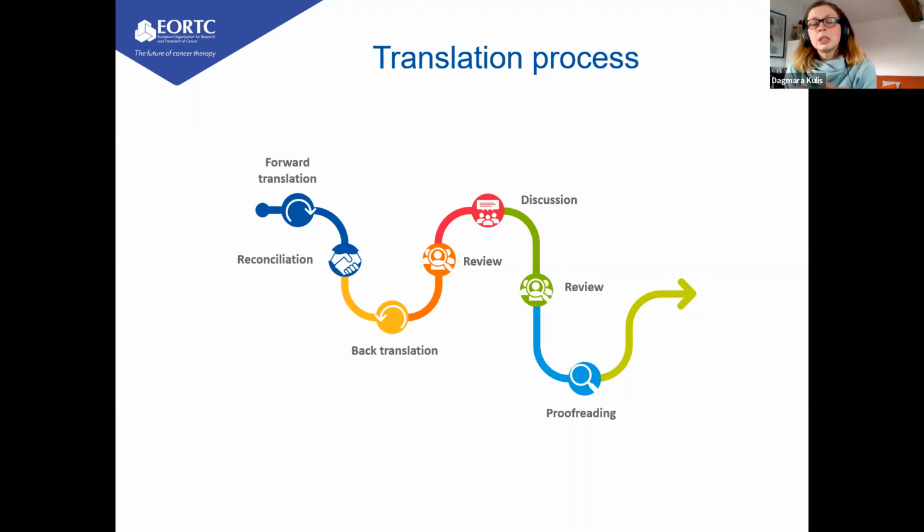The reconciled version is then translated back into English by 2 people again, and all those translations are sent to us for review. We focus on the conceptual equivalence, so whether the concepts that are present in the back translations correspond to what we wanted to measure with the English questionnaire. We then have a discussion with the translators to resolve any issues, and we do proofreading, and the translation can then be used on patients.